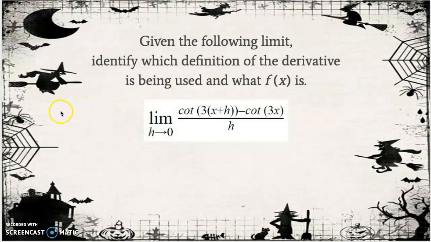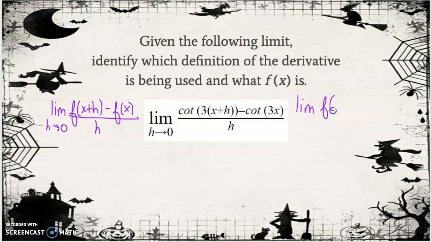So for example, we know there are two definitions. The first is the limit of f of x plus h minus f of x all over h as h approaches 0. That's probably the most recognized and most used definition. And then there's also the alternate form: the limit of f of x minus f of a over x minus a as x approaches a, like that. So there's the regular form or the standard form of the definition of the derivative, and then the alternate form. Looking at this limit, first and foremost, can we identify which one it is?